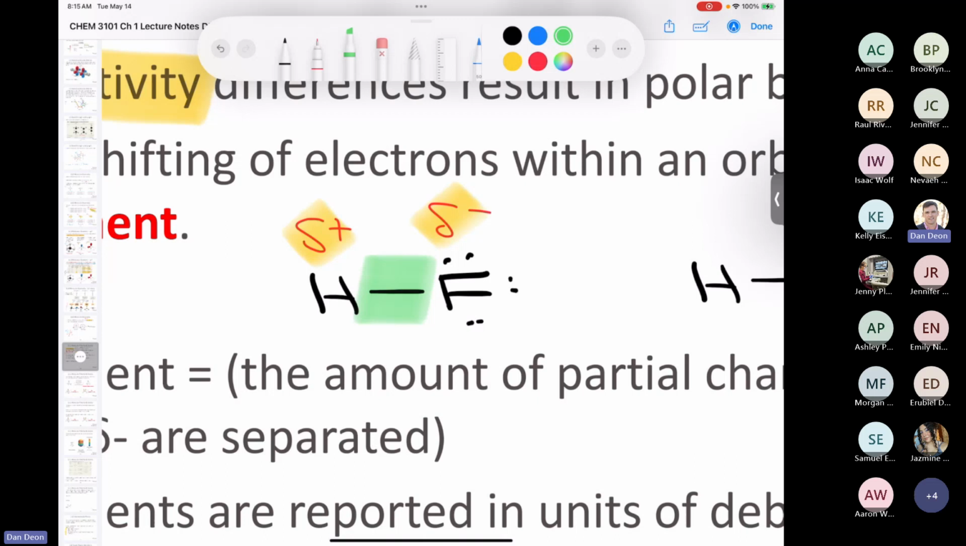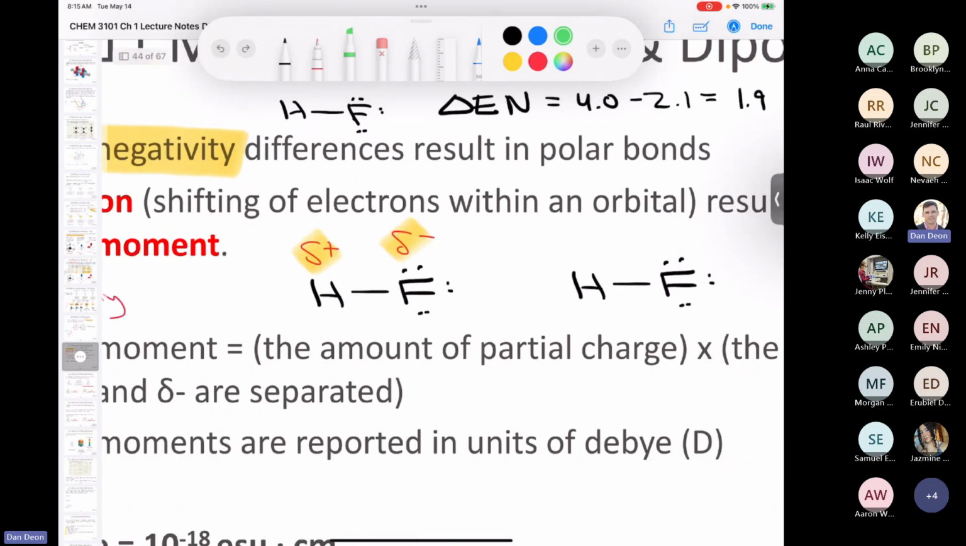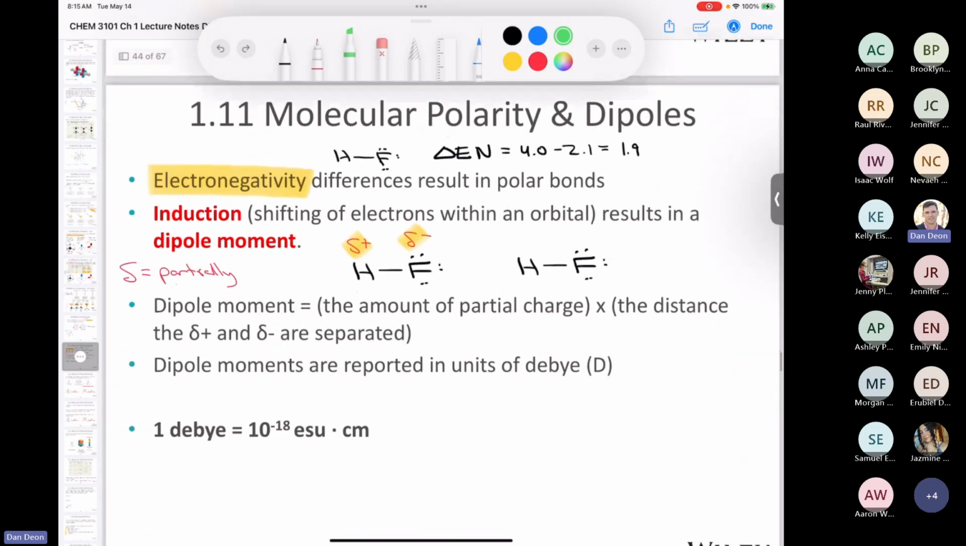Electronegativity is defined as the ability of an atom to pull electron density towards itself in a bond. And what I have highlighted in green is a bond. And so the fluorine is pulling more electron density towards itself than the hydrogen is, okay? So that's one way to represent it, with the little delta minus, delta plus. And another way that we can do it is just to draw an arrow, okay?